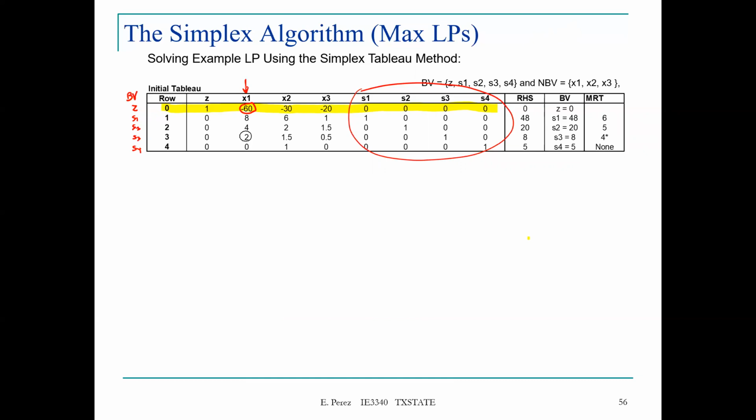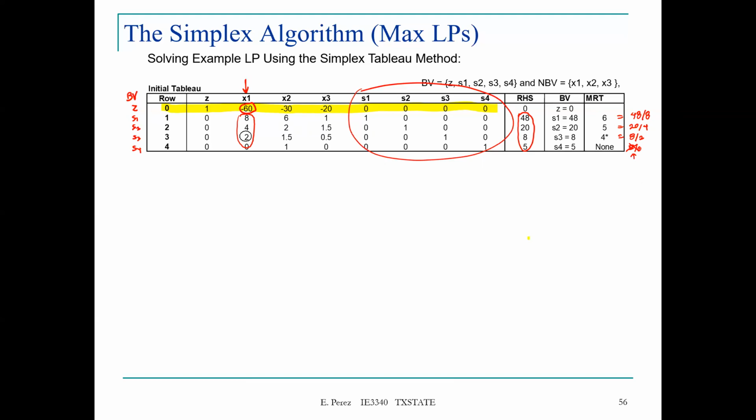Now I need to perform the minimum ratio test to identify which decision variable is going to leave. So the minimum ratio test is performed by looking at these coefficients and the right-hand side. So I'm going to divide 48 by 8, and that is equal to 6. I divide 20 by 4, and that is equal to 5. And then I divide 8 by 2, and that is equal to 4. If I try to divide 5 by 0, that's undefined, so we don't do that.